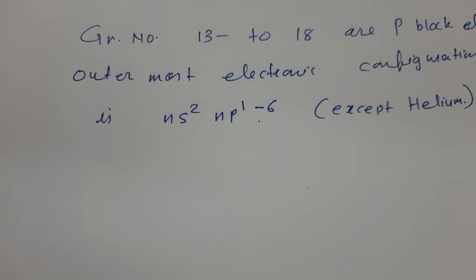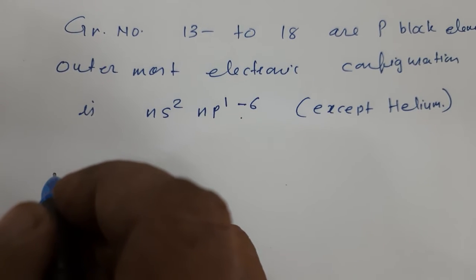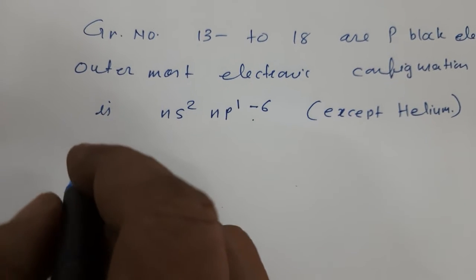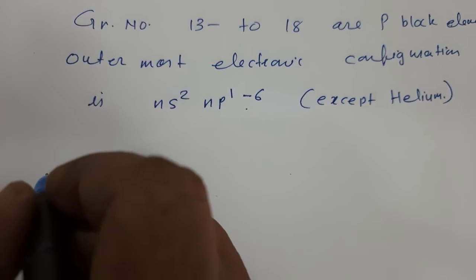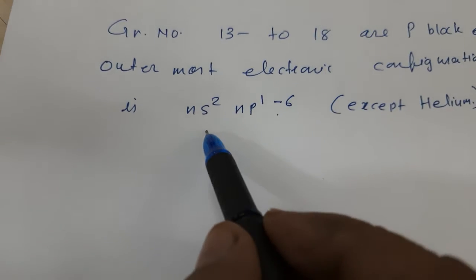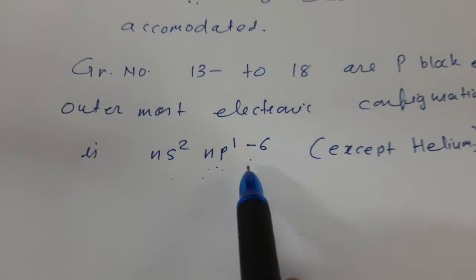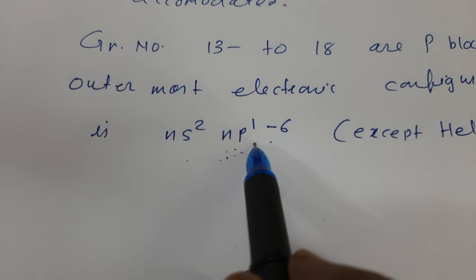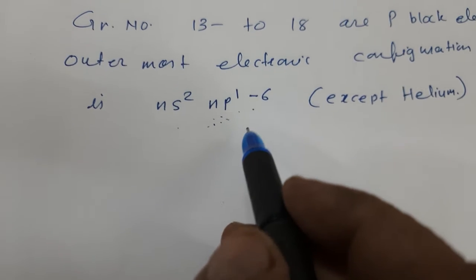Then their physical as well as ionic properties, ionic radii, ionization enthalpy, everything will be changed, as well as chemical properties will be changed due to the change in the ns2 np1 to 6. In different elements there will be different electrons, so it will be changed. Somewhere it is np1, somewhere it is np2, somewhere it is np3 to np6.